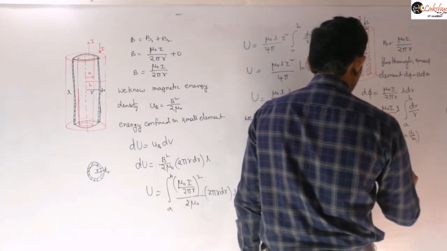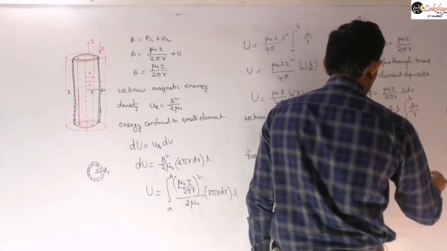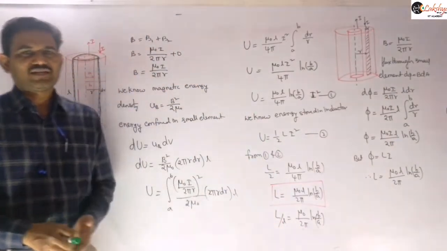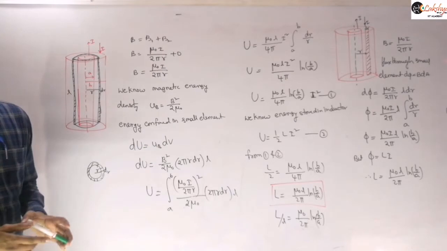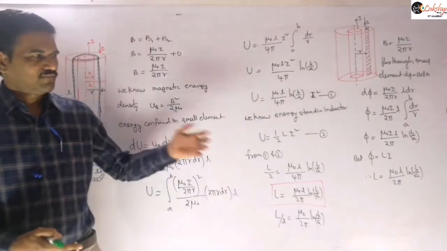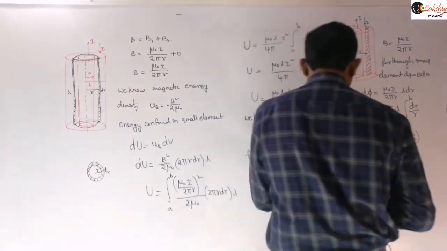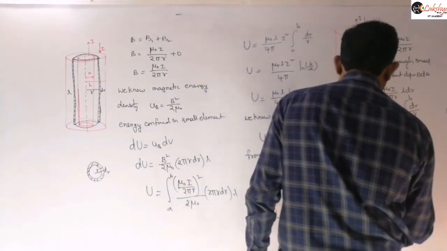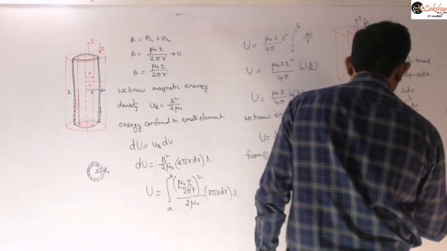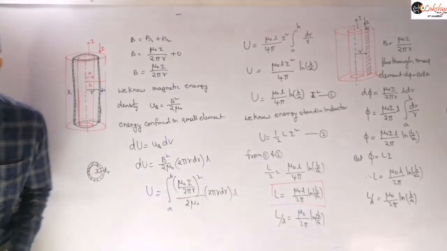Therefore L is equal to mu naught into L by 2 pi into ln B by A, which is nothing but what we got previously. So either you can calculate by the energy method like this, or you can follow our usual flux method. That means from energy calculation also we can find the inductance, or the inductance per unit length. So inductance per unit length is mu naught by 2 pi into ln B by A. So like that you can do such calculations.